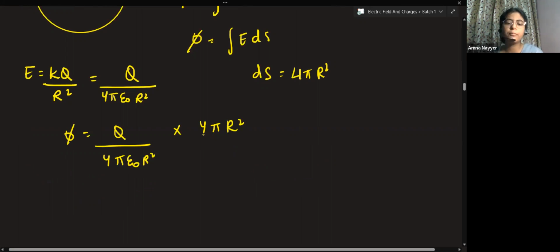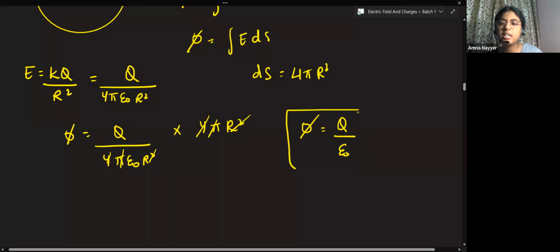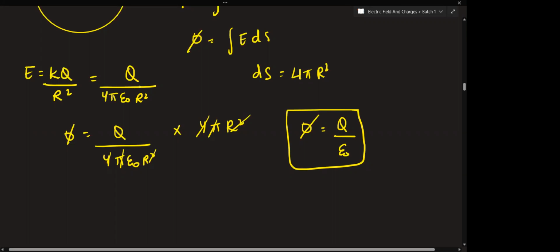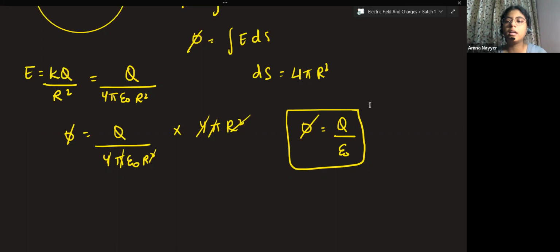If you look up from here, 4 pi will get cancelled and your R square will also get cancelled. So from here, phi will be equal to what? Q divided by epsilon naught. First of all, tell me, is it clear till here to all of you? Yes, ma'am.